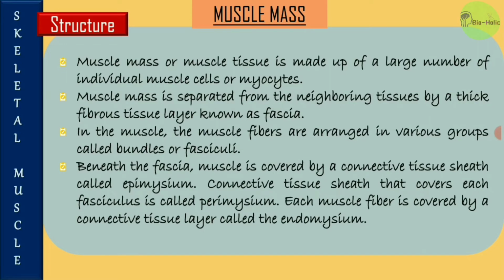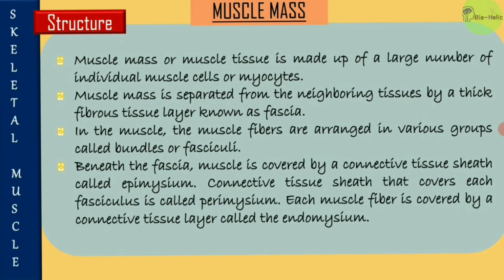Beneath the fascia, muscle is covered by a connective tissue sheath called epimysium. The connective tissue sheath that covers each fasciculus is called perimysium, and each muscle fiber is covered by a connective tissue layer called endomysium.